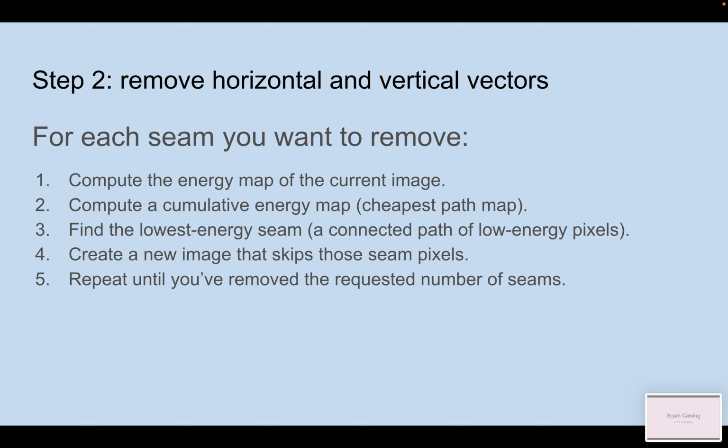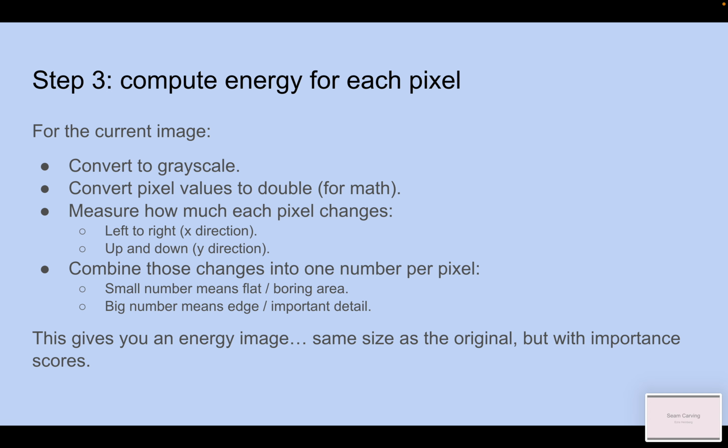So the first thing we want to do is, for each seam that we want to remove, compute the energy map of the current image. Then we're going to compute a cumulative energy map. Then we're going to find the lowest energy seam and create a new image that skips those seam pixels, and then we're going to repeat that until we've removed the requested number of seams.